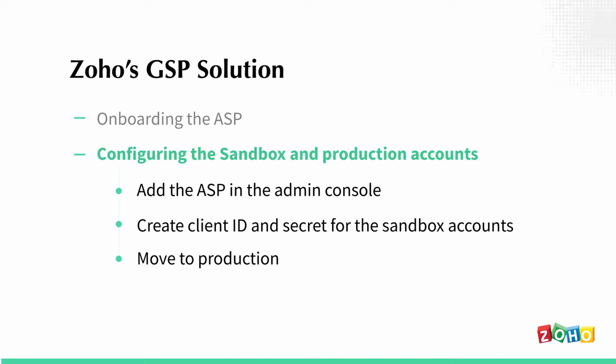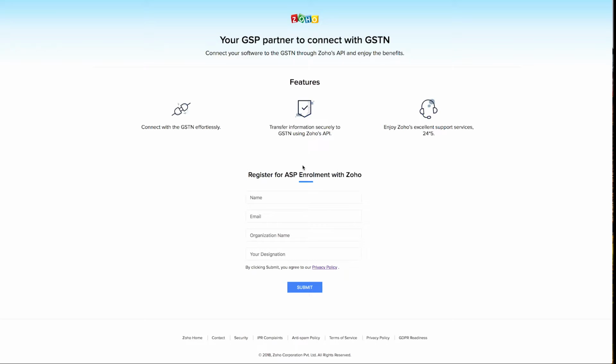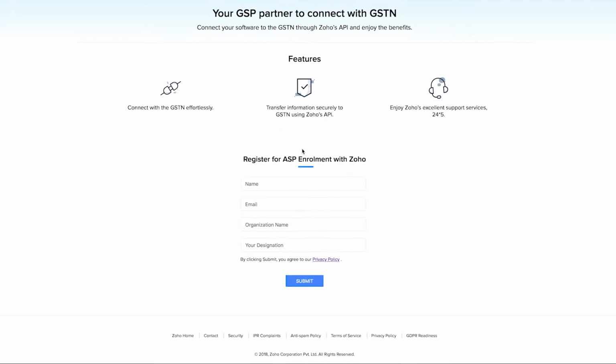In the Zoho GSP admin section, we'll see how to disable the ASP, search for an ASP in the admin console, and view the ASP's API logs from our end. And in the final section, we'll see how ASPs can access their SelfHelp portal and how they can view, filter, and download the logs.